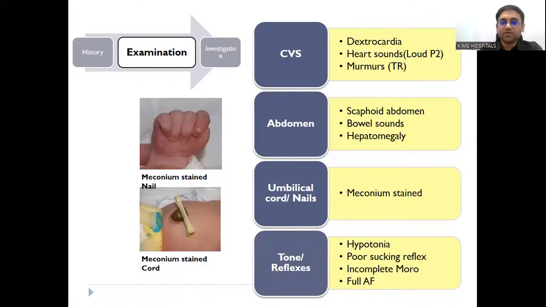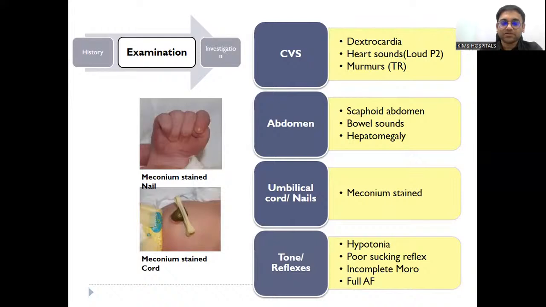We need to look at the abdomen also, because in any CDH the baby can have a scaphoid abdomen or any kind of intestinal herniation. Also, the baby may have polyhydramnios, and the baby can have different bowel sounds. Any hepatomegaly can be noted in babies who have any clots or congenital sepsis infections. The umbilicus and the nails should be looked at for meconium aspiration syndrome.